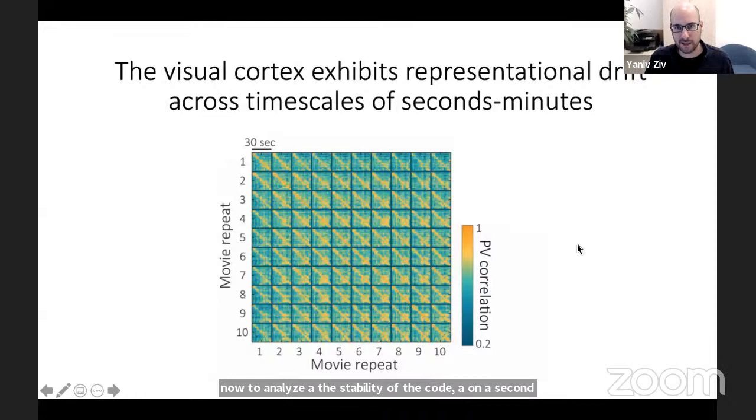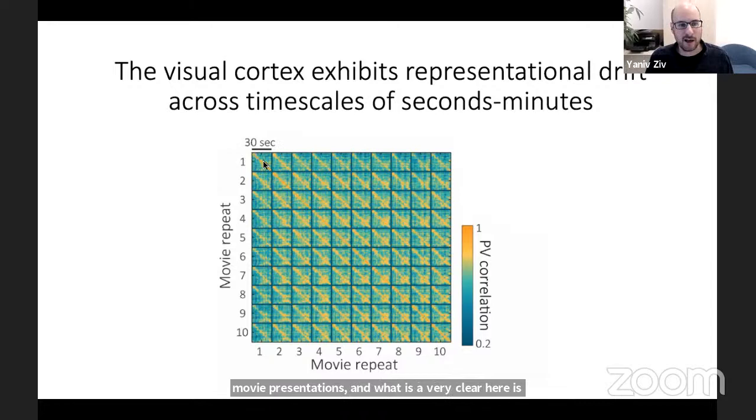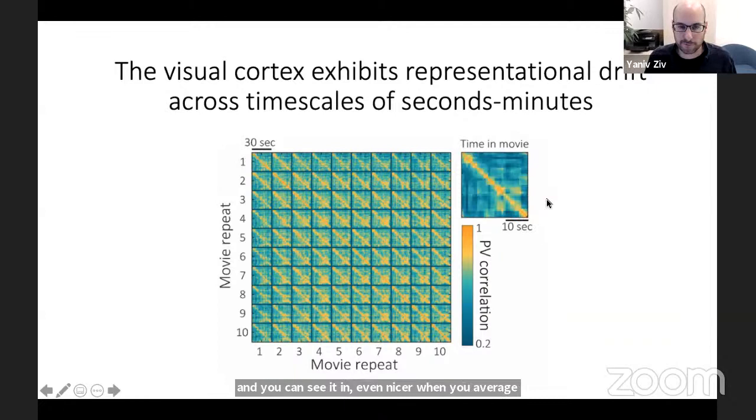So here I'm showing you 10 movie repeats, and each movie repeat we divided into equal time bins, and for each bin we constructed a vector that constitutes the activity of the entire recorded population. We call this the population vector, and what you see in this matrix is the population vector correlation across different time bins and different movie presentations. And what is very clear here are these main diagonals that show that the specific moments in the movie are represented in a reliable manner. And you can see it even more nicely when you average across all pairs of movie repeats. And this is an example from a single mouse in V1.